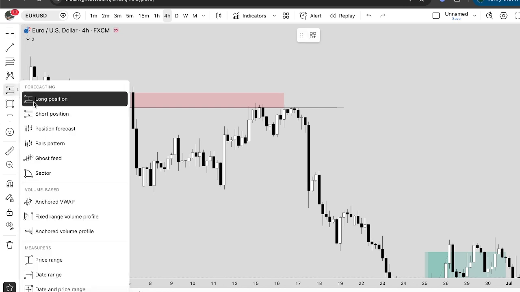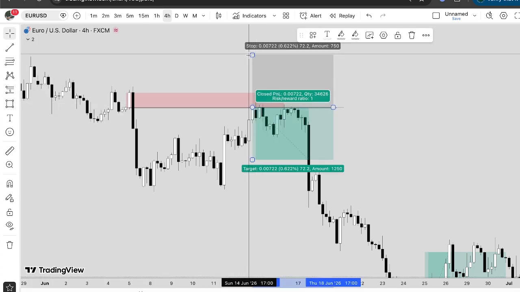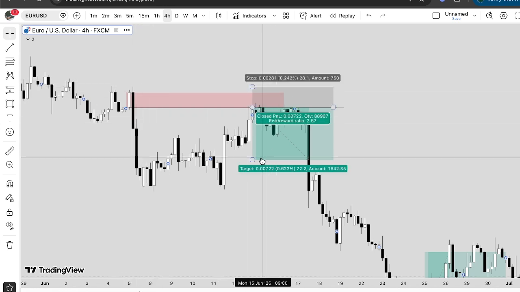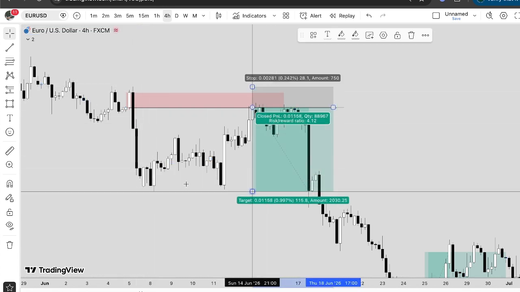So in this circumstance, you would take your short position and you would put your stops just above this high over here, which is the invalidation of the order block. And then your take profit could just be these lows down here.